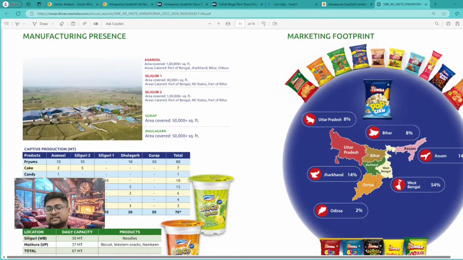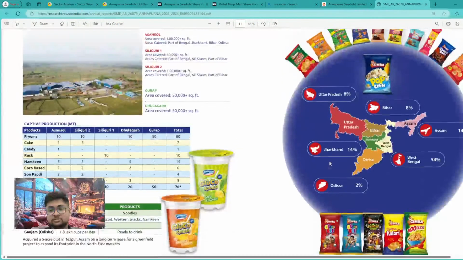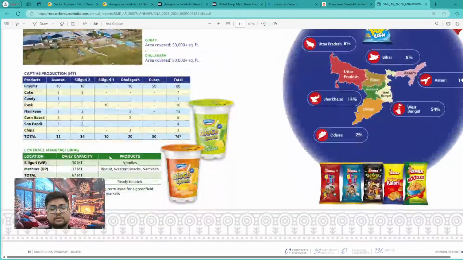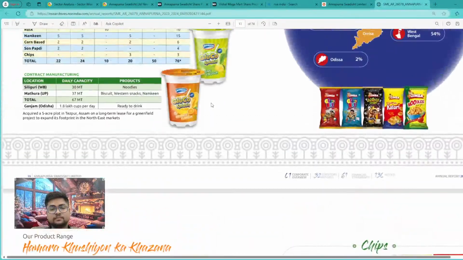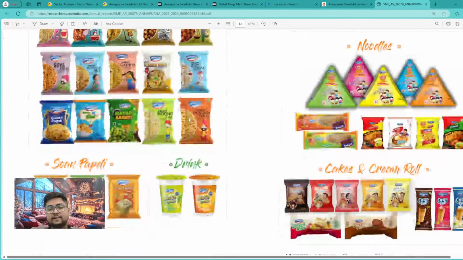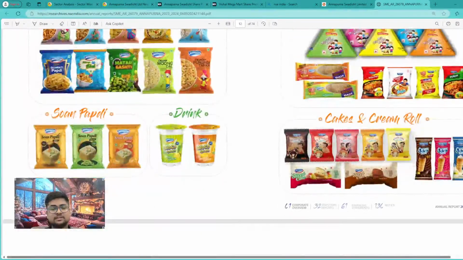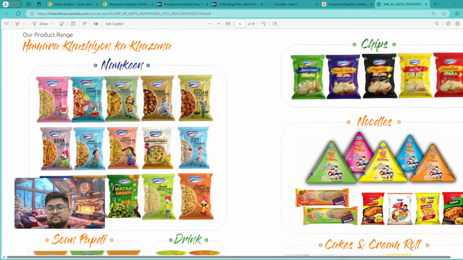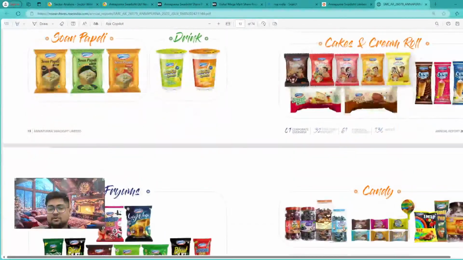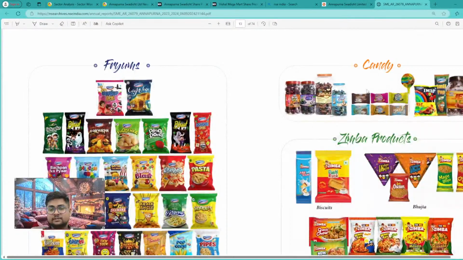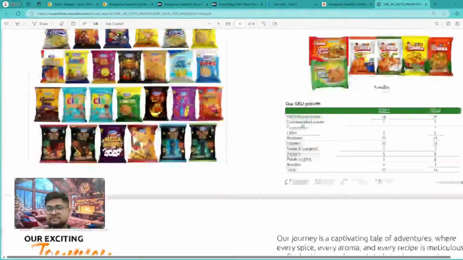Just remember, these are the states which are developing and growing at a faster pace, so they are having a lot of growth. If we talk about contract manufacturing, they have been providing it in Siliguri and Mathura. These are the namkeen products, chips, noodles, cakes, drinks and son papri. These are the products for Annapurna Swadis which have been growing and consistently delivering good marketing. It also deals in Finums, Candy, Zimba products as well.